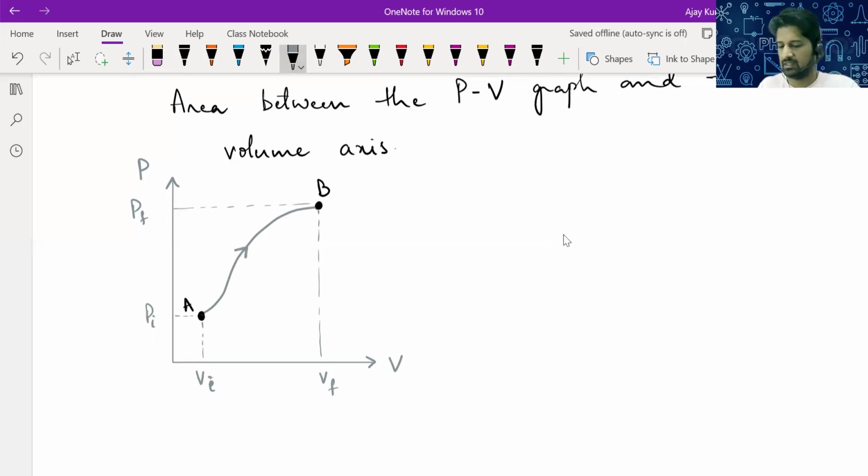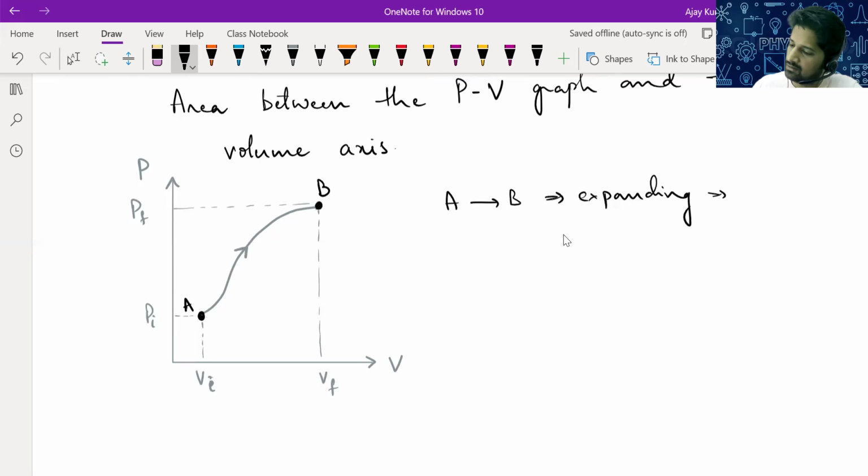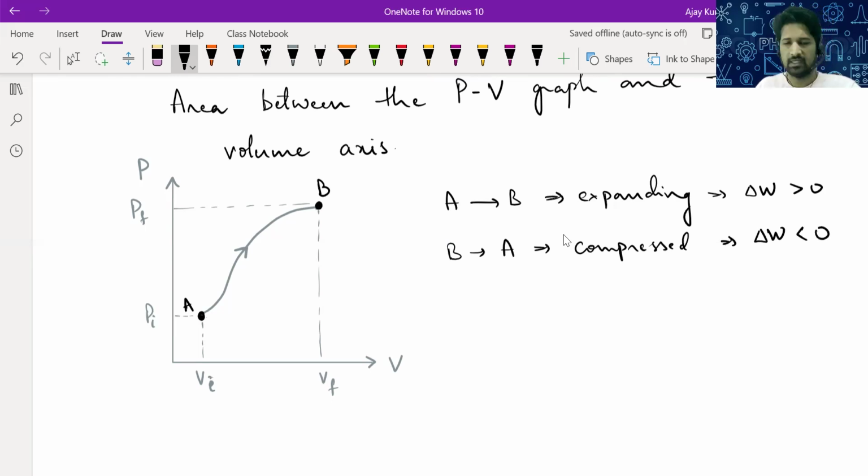Why do you need to know what exactly is happening? If the process is carried out from A to B, that means volume is increasing, gas is expanding. If gas is expanding, work done is positive. If the process is carried out from B to A, that means as heat is supplied or removed from a gas, suppose it undergoes the reverse process, that means the gas is getting compressed. Then work done by the gas will be negative.